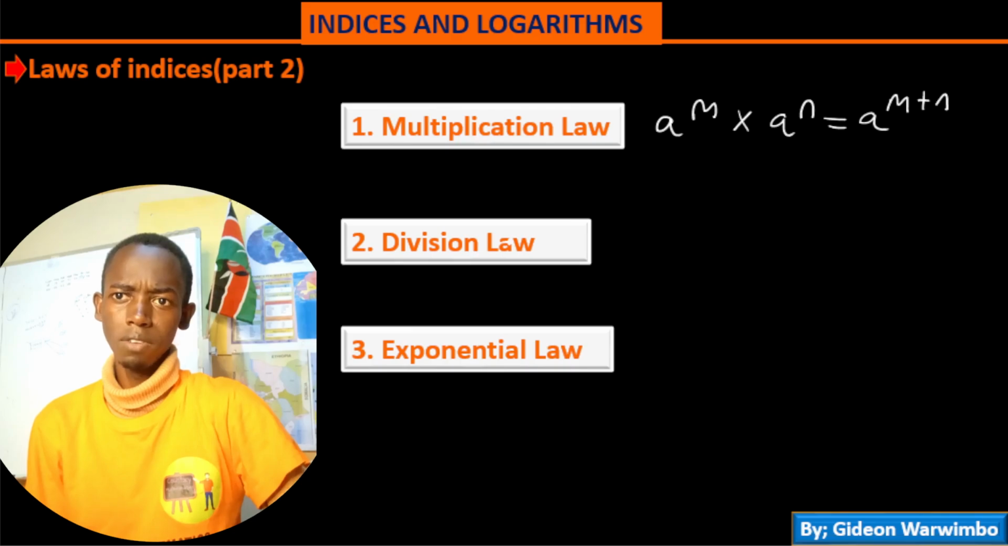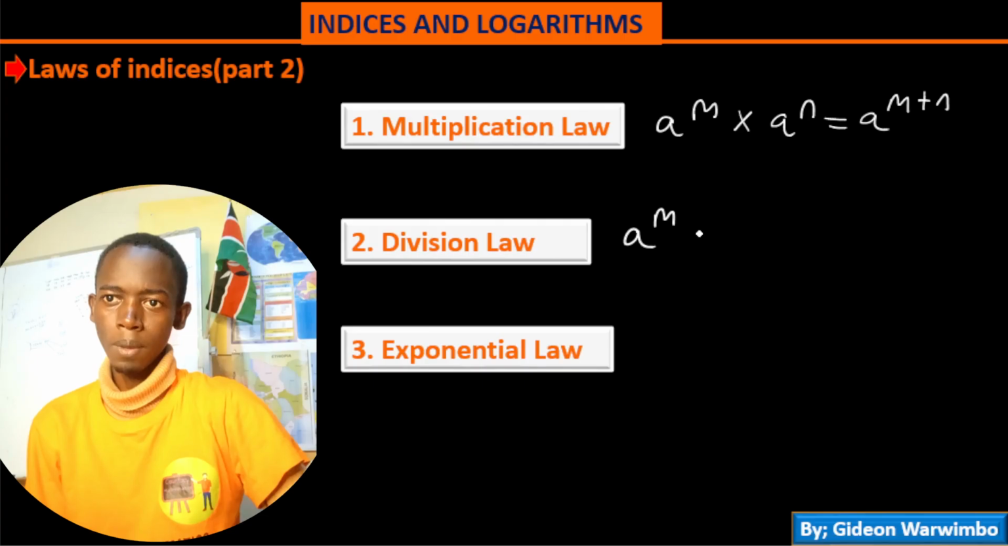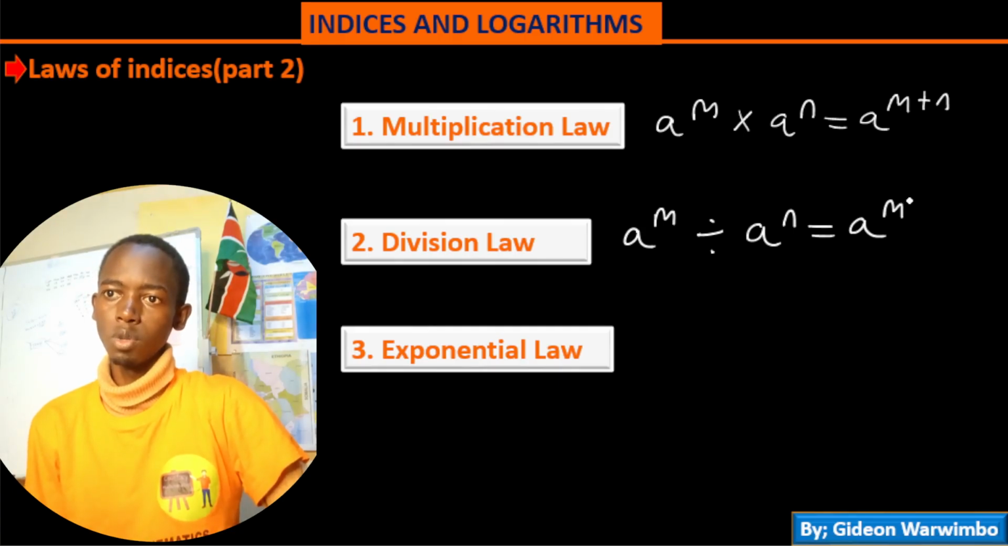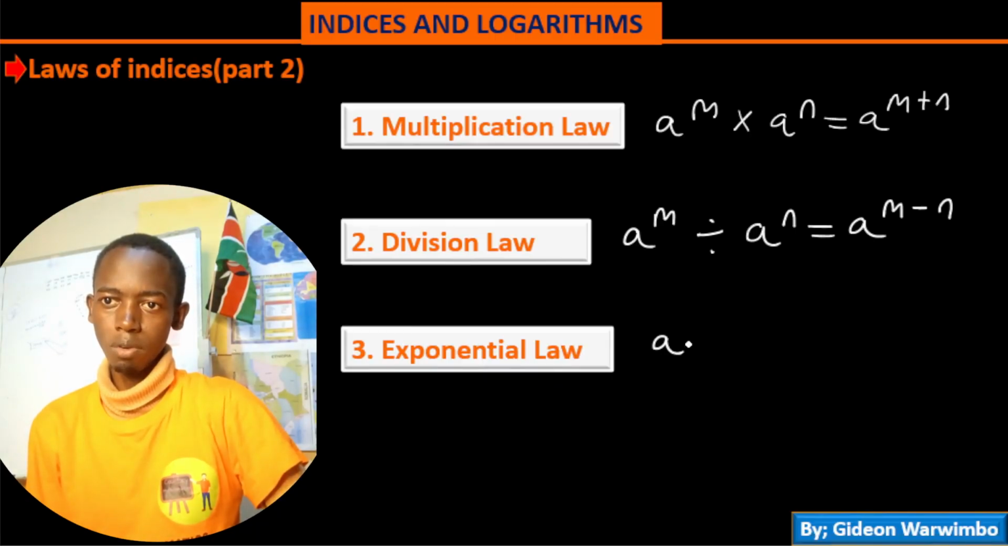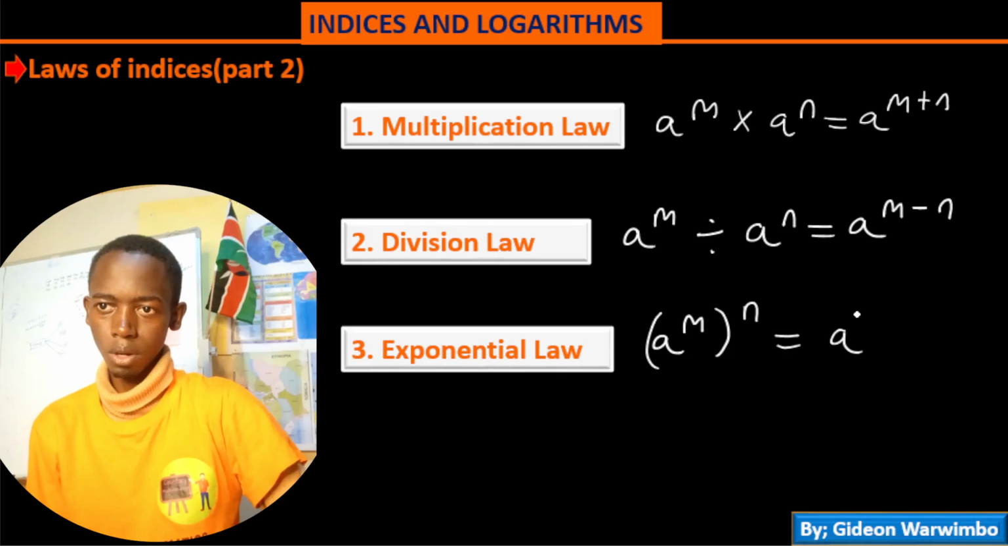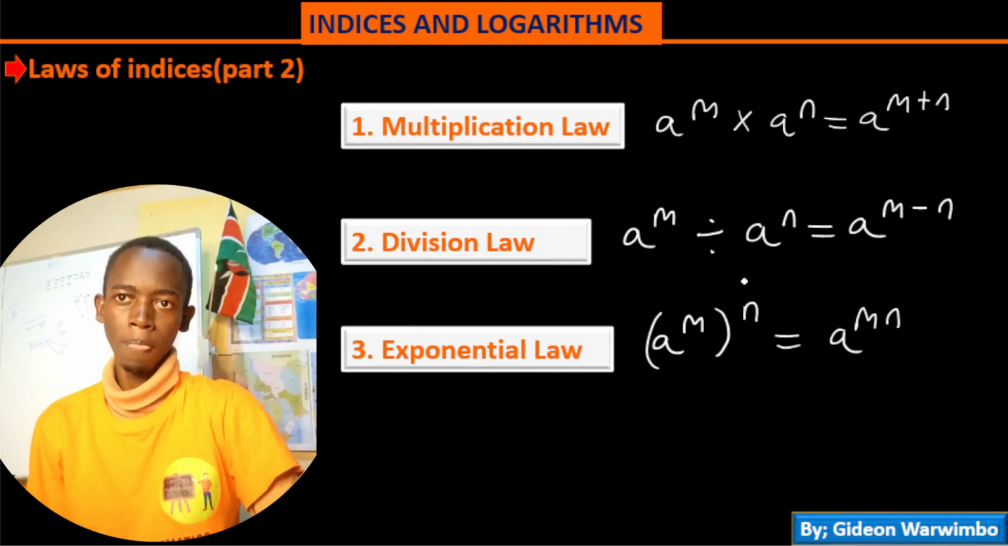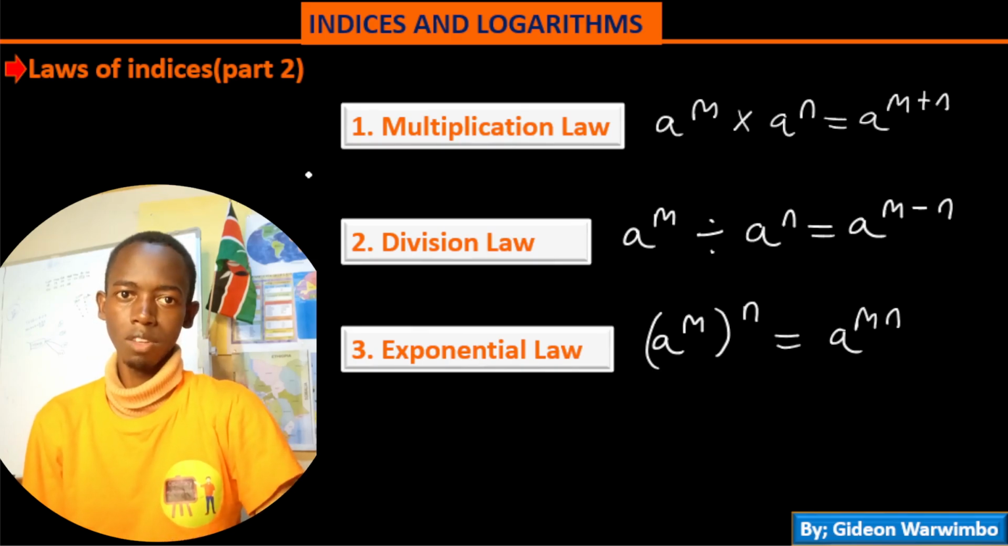Then again, for the division law, we said that whenever you've got a case like a to power m divided by a to power n, that is always equivalent to a to power m minus n. What about the exponential law? Remember that we said that when we've got a case like a to power m and then again that is raised to power n, that is always equivalent to a to power m multiplied by n. That is what we studied in the previous session.